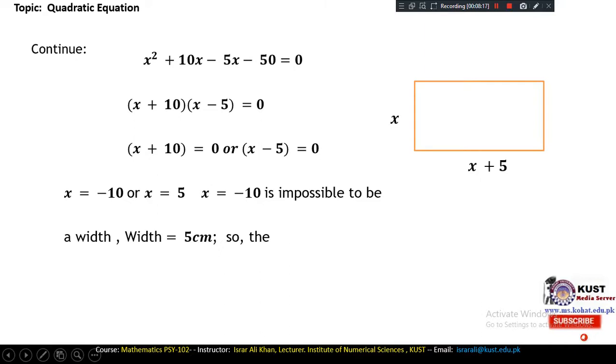It means 10 is the length, 5 is the width, and we know the perimeter of the rectangle is the addition of all the four sides. 10 plus 5 is 15, plus 10 is 25, and plus 5 is 30. So the perimeter of this rectangle is 30 centimeters.